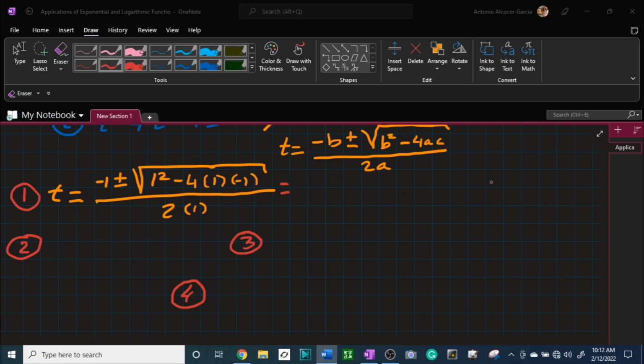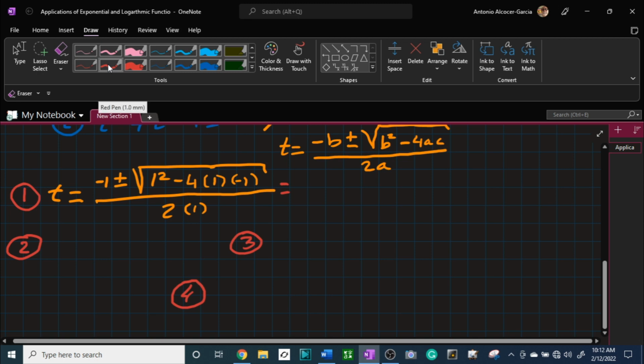Any expression multiplied by 1 stays the same. Observe the following 4 steps, write in your notebook.